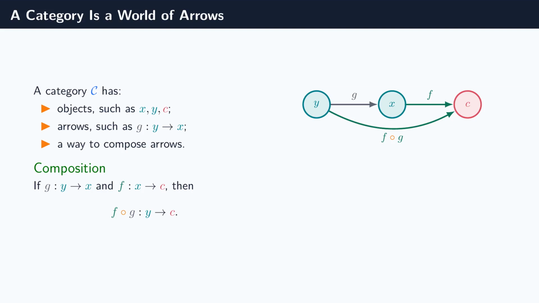Let us start with the basic setting, a category. A category is a world made of objects and arrows. The objects might be called X, Y, and Z. The arrows tell us how to move from one object to another. The important extra feature is composition. If an arrow G goes from Y to X, and an arrow F goes from X to C, then we can follow G and then F. The combined arrow goes from Y all the way to C.